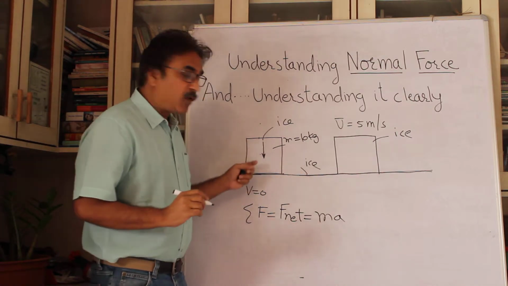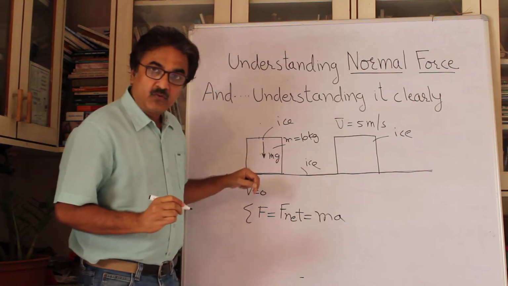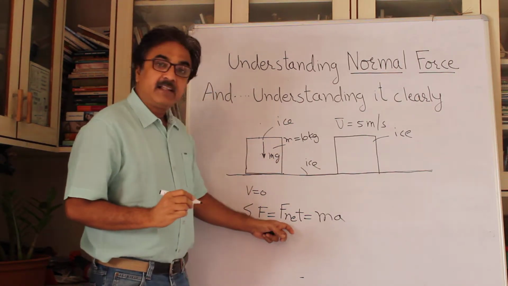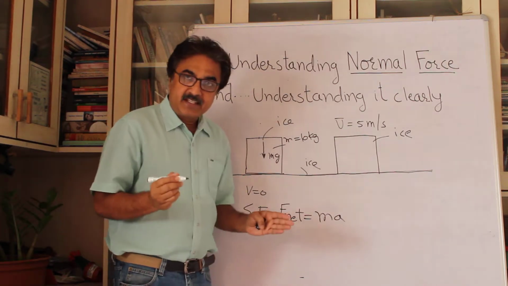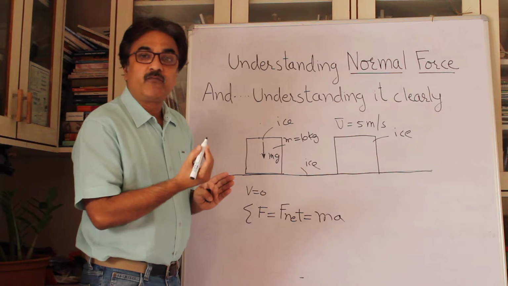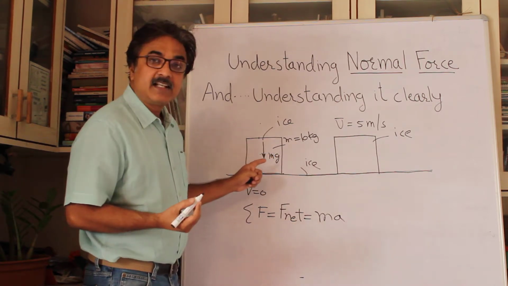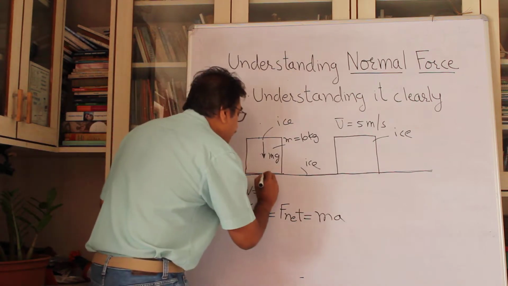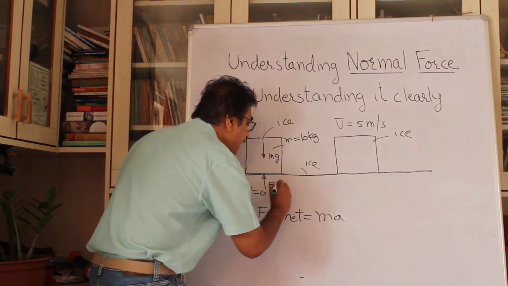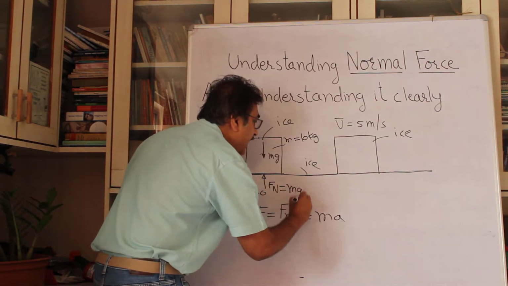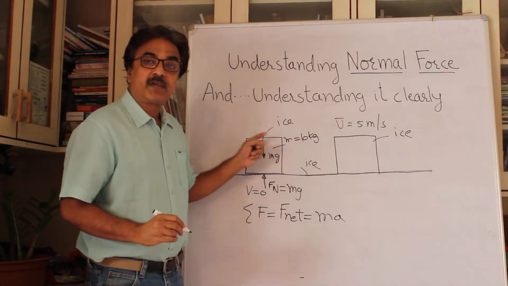Now, if the weight of the body, mg, is acting downward, and net force has to be zero, it means there has to be an upward force which cancels out this mg. The upward force here is the normal force, F N, and that also has to be mg, otherwise this will not be cancelled.